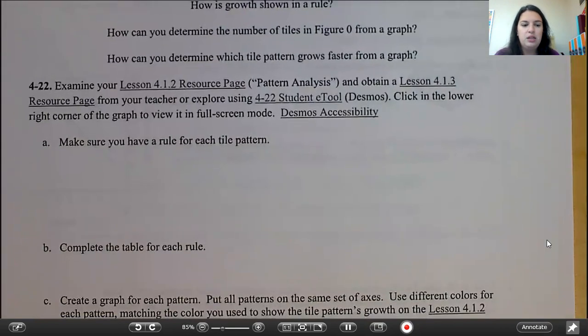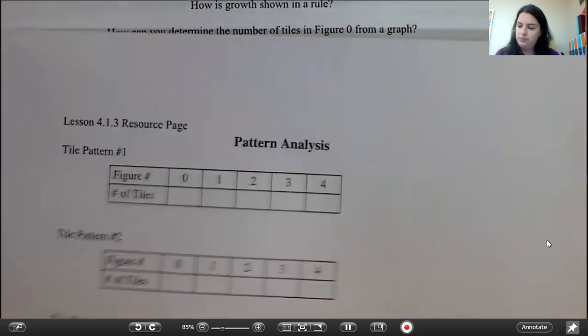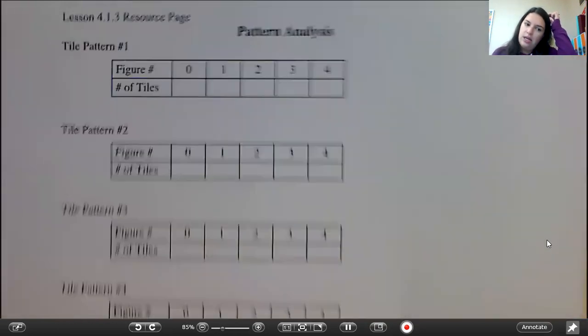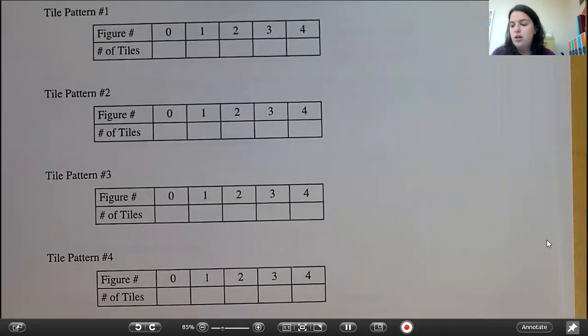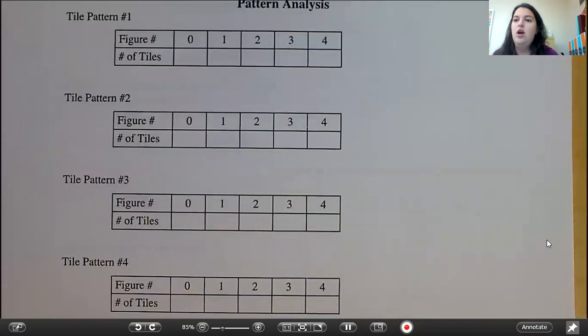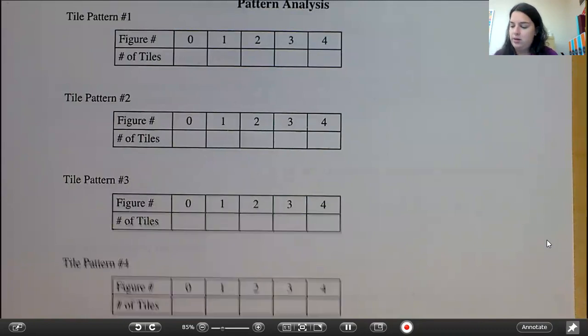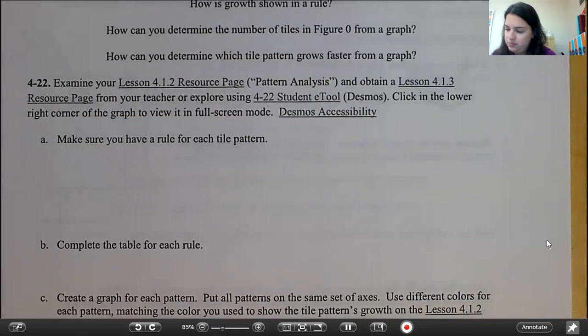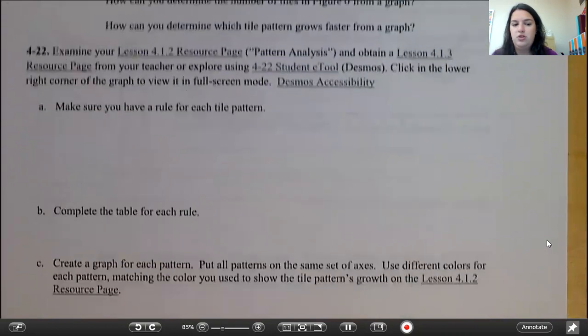Part B says complete the table for each rule. So if you take a look, now you're on today's resource page. We did tile patterns 2, 3, and 4. You need to fill in those tables for the tile patterns. Go ahead and pause the video and do that. If you're back with me, that means you have completed your tables.